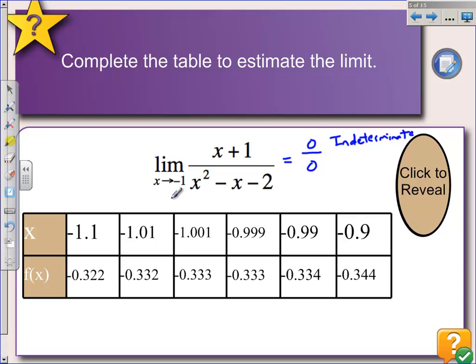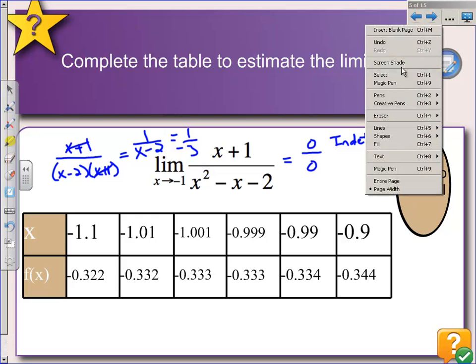Here we used a table. And here's another thing we could have done. We could have done some factoring. I could have factored the bottom into (x minus 2) and (x plus 1). And look what happens. I've got a common factor here that can cancel, and I can simplify this limit down to 1 over (x minus 2). Then if we plug in -1 for x, we get -1/3, which is what we can see from the table. And that's the answer to our limit, -1/3.